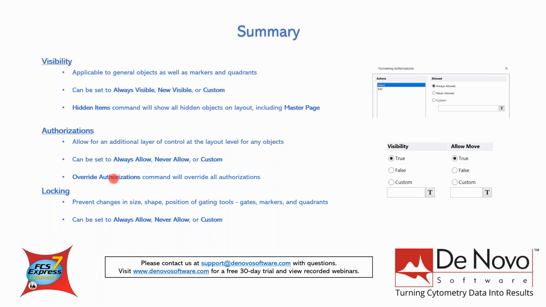Finally, with locking, we see that we can prevent unintended or erroneous changes to the size, shape, and position of really all of our gating tools, our gates, our quadrants, and our markers. And we have these three flexible settings down below to permit or prohibit the moving or editing of those gates.